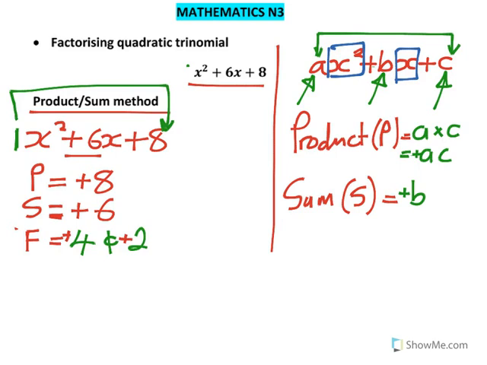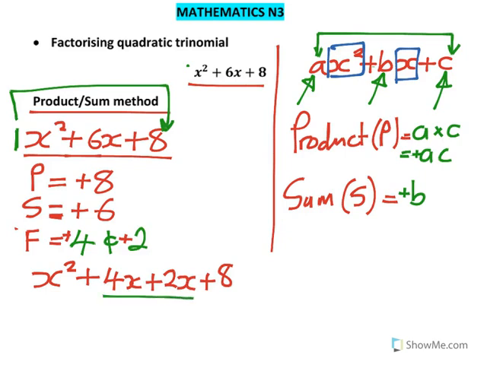Now I'm going to rewrite this expression like this. I'm going to say x squared plus 4x, and now the other 2, I just say plus 2x plus 8. What have I done? Look at 4x plus 2x. 4x plus 2x is 6x, so I have actually split 6x into 4x plus 2x.